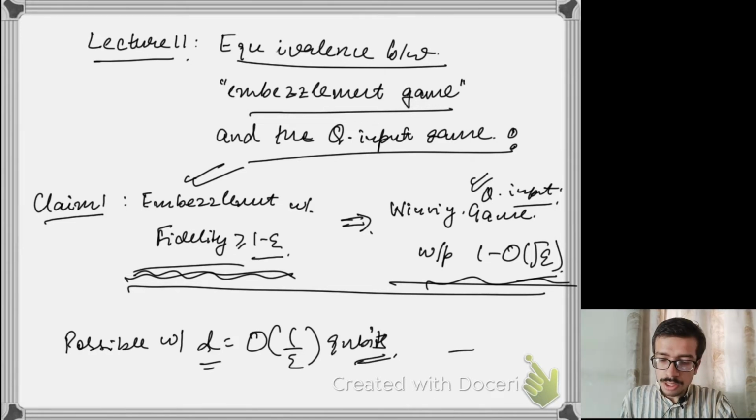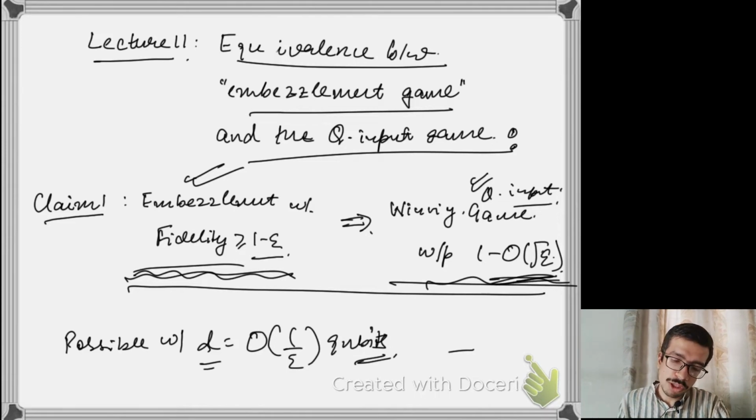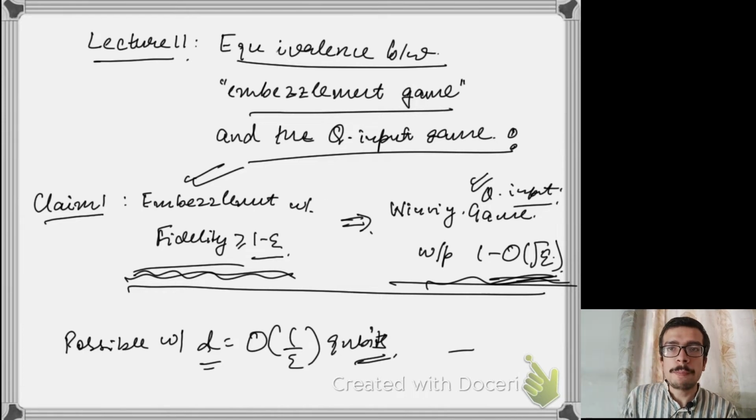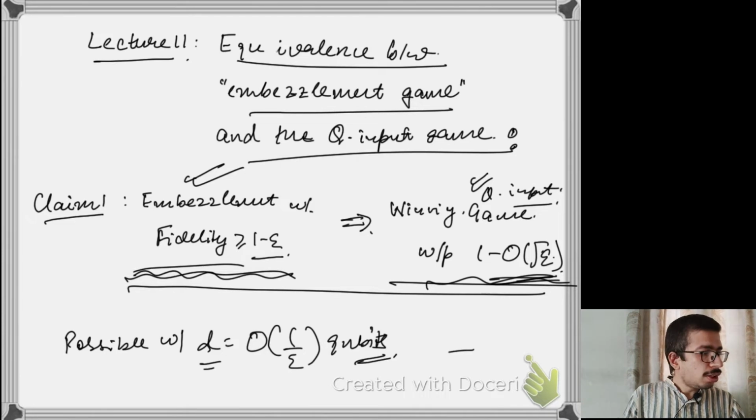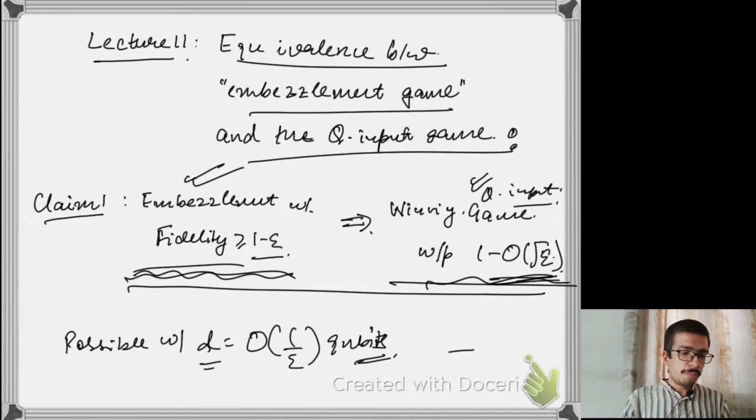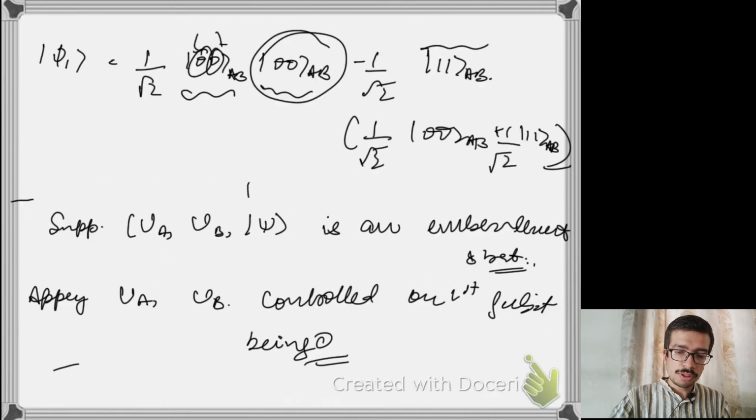So here essentially it will mean that winning the game with probability 1 minus order root epsilon is possible with 1 over epsilon qubits, and winning the game with probability 1 minus epsilon is possible with 1 over epsilon square qubits. So this is a possibility result, right? And now we'll show that this exponential lower bound is also there. That lower bound is also exponential in 1 over epsilon in terms of dimension. So in order to show that, we'll look at the second claim.